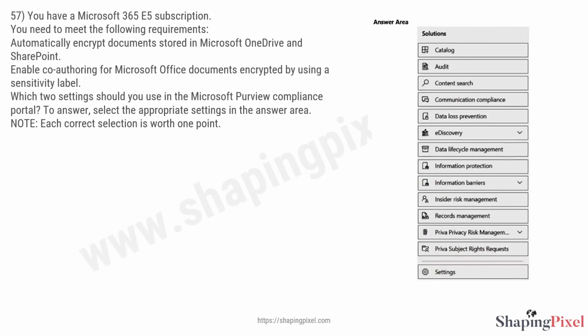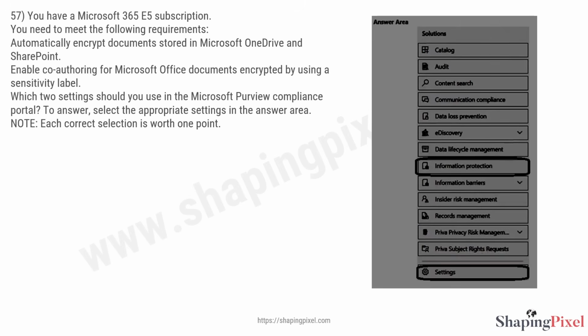So question number 57. You have a Microsoft 365 E5 subscription. You need to meet the following requirements. Automatically encrypt documents stored in Microsoft OneDrive and SharePoint. Enable co-authoring for Microsoft Office documents encrypted by using a sensitivity label. Which two settings should you use in the Microsoft Purview Compliance portal? To answer, select the appropriate settings in the answer area. Each correct selection is worth 1 point. So we have the following exhibit. So let's see, the right option here is information protection and settings.